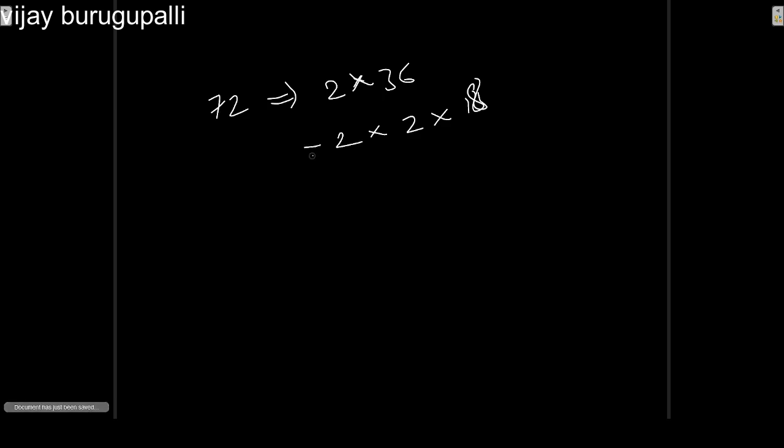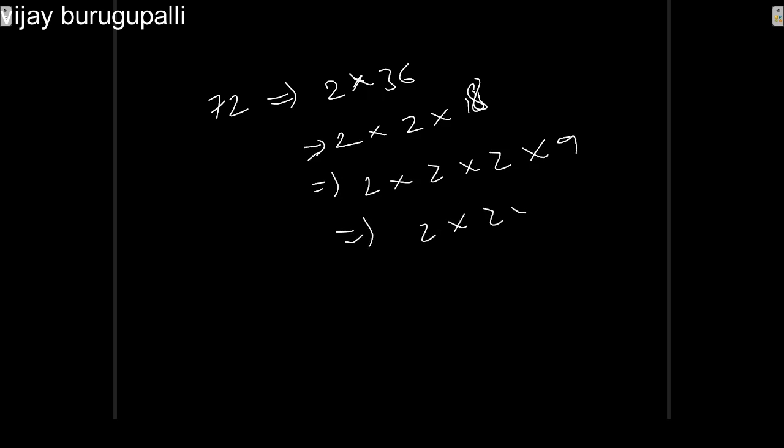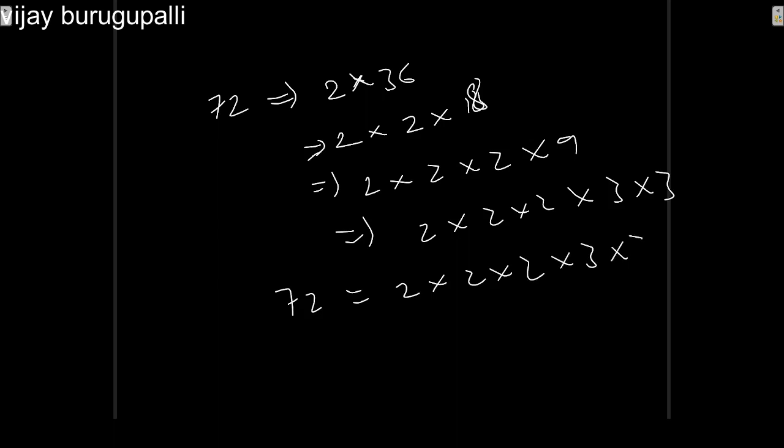Let's see another example. Let's take 72. We can write 72 as 2 into 36. We can write 36 as 2 into 2 into 18. We can write it as 2 into 2 into 2 into 9. Again we can write 9 as 3 into 3, so 72 will become 2 into 2 into 2 into 3 into 3.